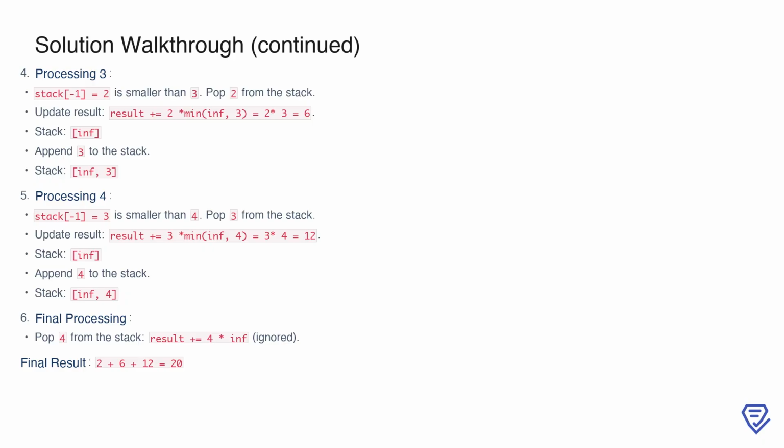Next, we process the value 4. Here, 3 is smaller than 4, so we pop 3 and calculate 3 * min(INF, 4), which equals 12. Adding this to the result gives a total of 20. The stack reduces to INF, and we append 4 to it, making INF 4. In the final processing step, we pop 4, but since it's multiplied by infinity, this step is ignored. The total result is 2 plus 6 plus 12 equals 20.